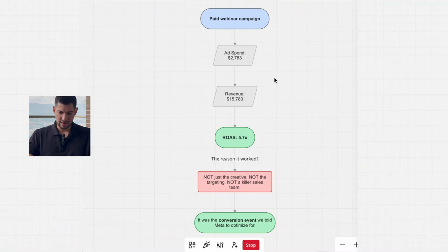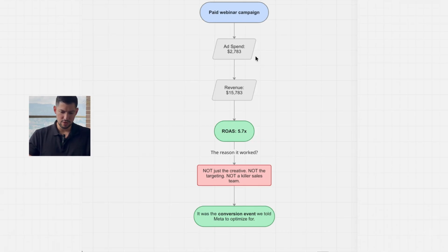All right, so as you can see, recently we ran a webinar funnel for a client a few weeks ago. We spent $2,783. As you can see here, the revenue was $15,783. So that's a 5.7x return on a single webinar run.